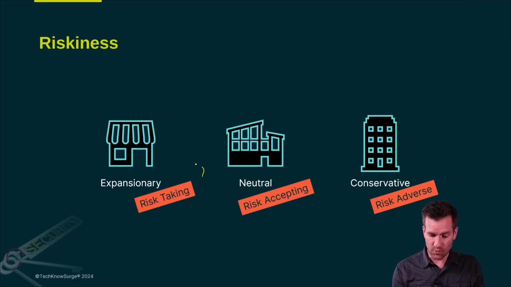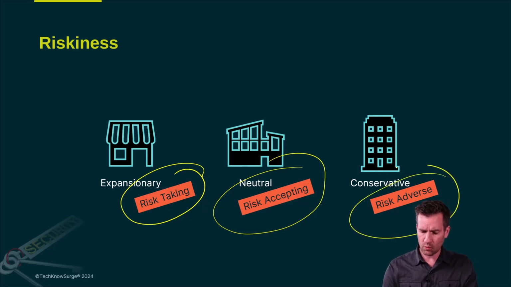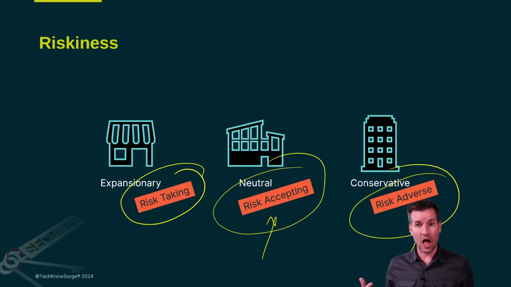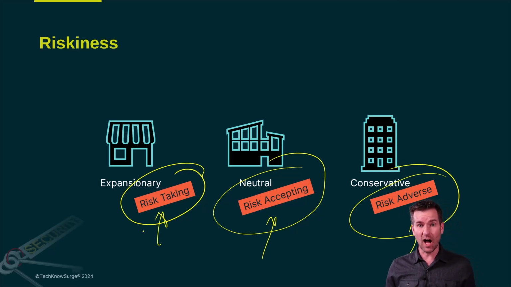Other terms I've seen are risk taking versus risk accepting versus risk averse. Risk averse means that you don't want the risk. You're averse to the risk. That is not something that you want to take on. Versus risk accepting is like, well, there is some risk involved here, but it's not something that we necessarily want a lot of. And then risk taking is those businesses that are willing to take on a lot more risk because they need to grow quickly. And they can't do that when they're trying to be careful.